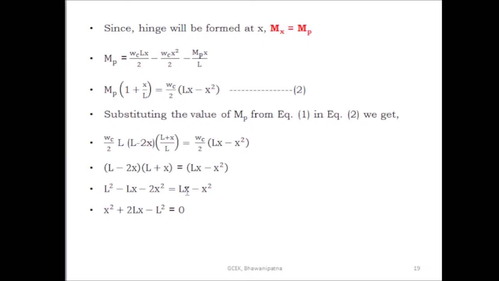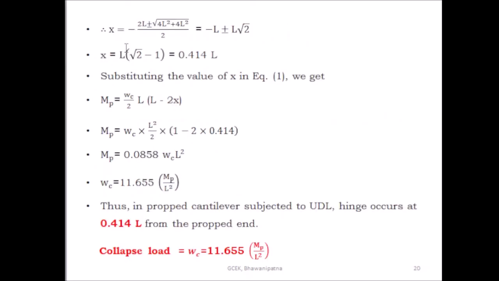Then after simplification of this expression, we will get the quadratic equation x² plus 2Lx minus L² is equal to 0. Then after solving the quadratic equation, the x value is equal to minus L plus or minus L root 2. Then x is equal to 0.414 L. This is the x value. So at a distance 0.414 L from the end B, we obtain the maximum bending moment.